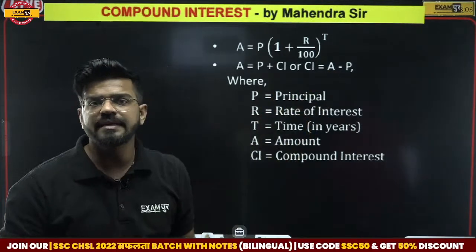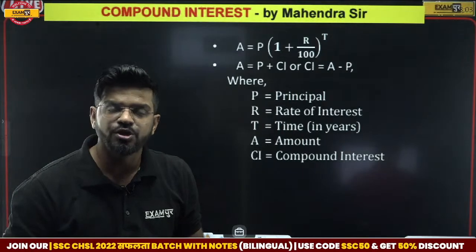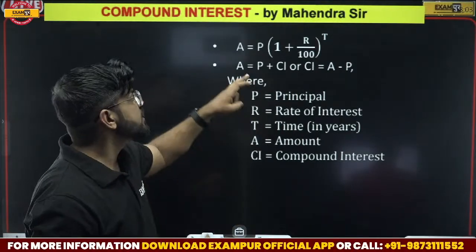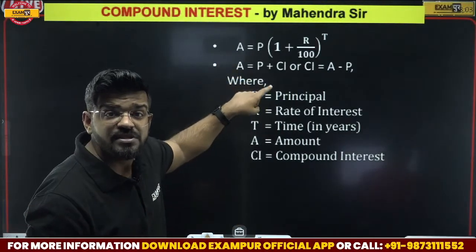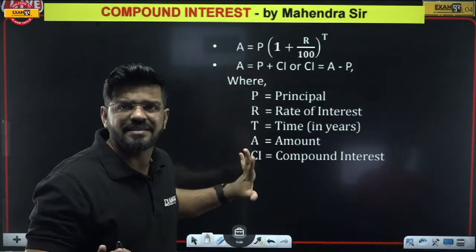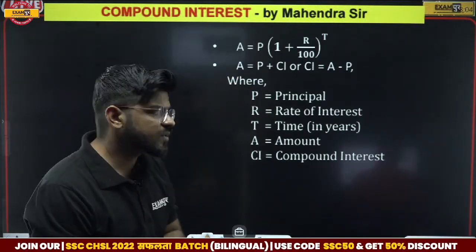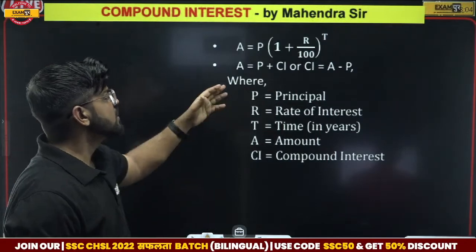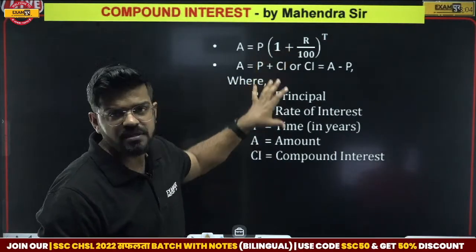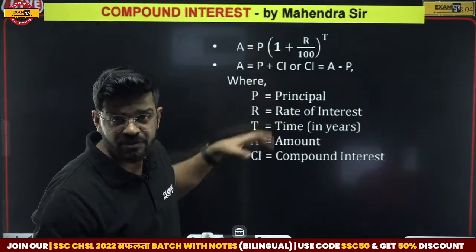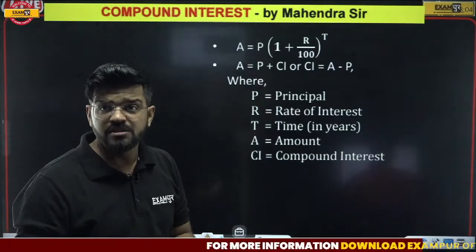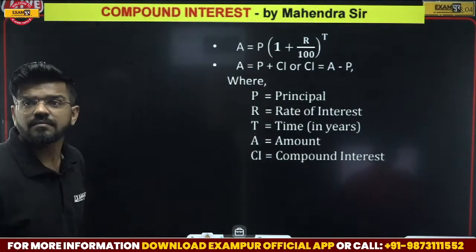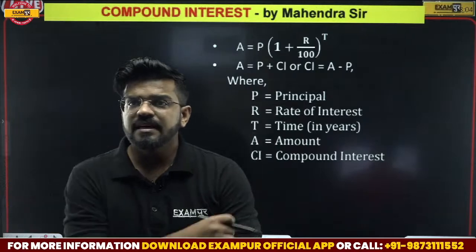That means principal plus compound interest, and also CI is equal to A minus P. If you want to calculate CI, that means compound interest, what should you do? You should subtract principal from the amount. That's it. Clear to all of you? Very good. Now these are the interpretations of the symbols which we are going to use in the whole session.